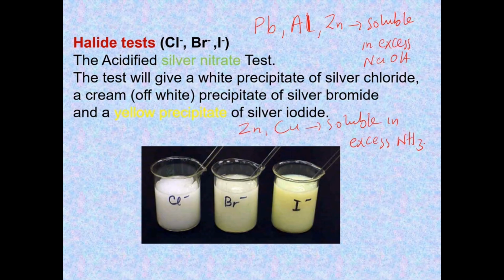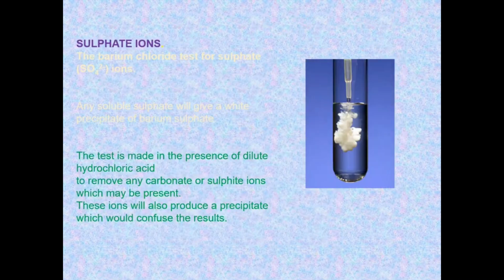If it's a white precipitate, just know that there's a chloride there. If it's an off-white precipitate, there's a bromide there. And if it's a yellow precipitate, there is an iodide in that solution. So basically, if you use silver nitrate, it will form a white precipitate with chloride ions, an off-white precipitate with bromide ions, and a yellow precipitate with iodide ions. Then we have the sulfate ions.